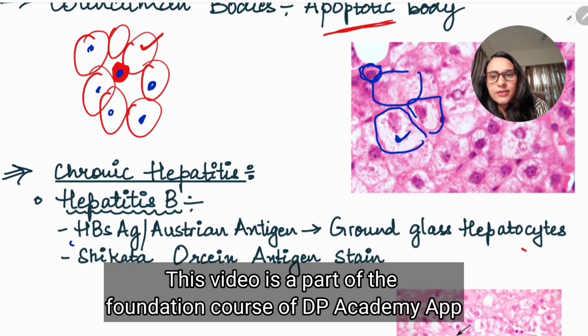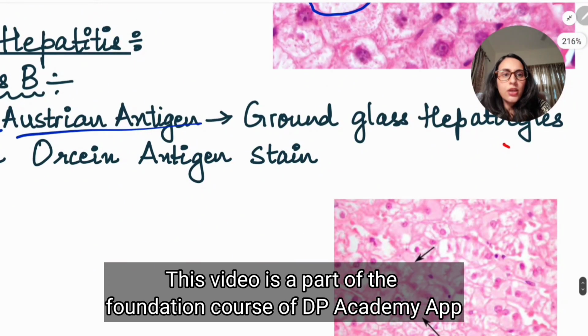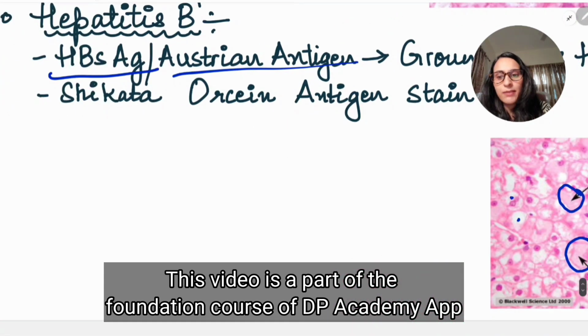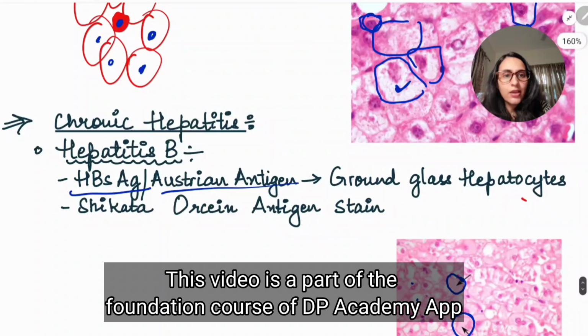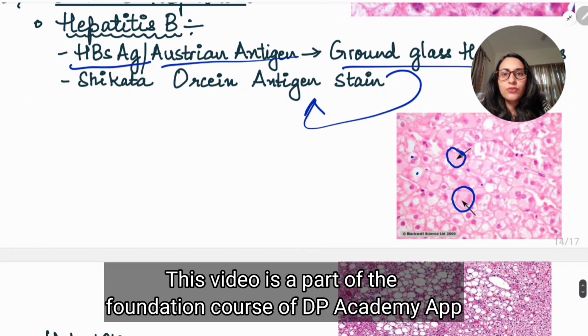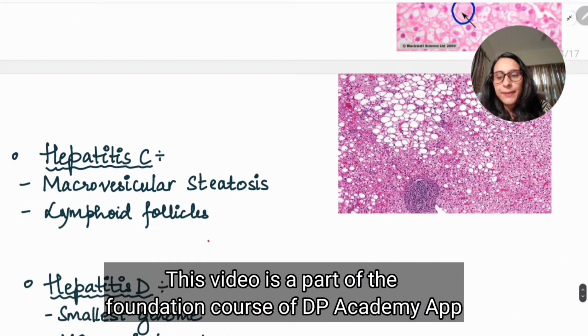In hepatitis B, you will find the surface antigen that is known as Australian antigen. And in this, you can find ground glass hepatocytes. If you see these hepatocytes, they're diffusely pink. This is a white hepatocyte, but you will find these diffusely pink hepatocytes, completely pink, extremely pink. This gives the ground glass hepatocyte, and it is stained by Orcein Shikata stain. This ground glass hepatocyte is the surface antigen.